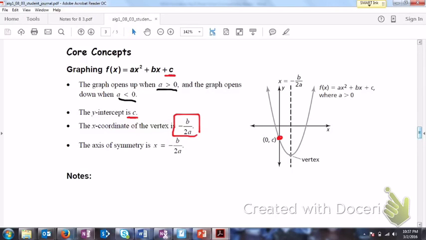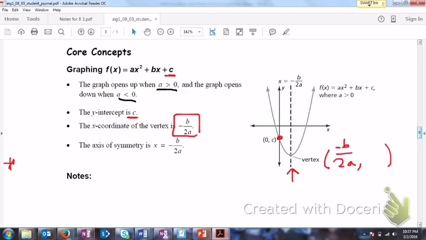This is going to be very important that you remember this one. So the vertex, if we're talking about the point that vertex is at, the x value is at negative b over 2a. We'll talk about here in a second what the y value is. Turns out that line of symmetry right here is at the same line. It's actually at x equals negative b over 2a.